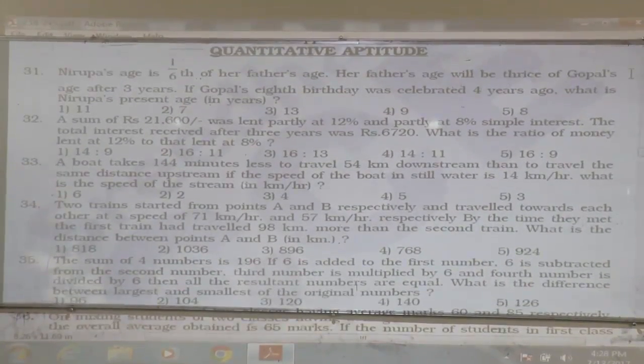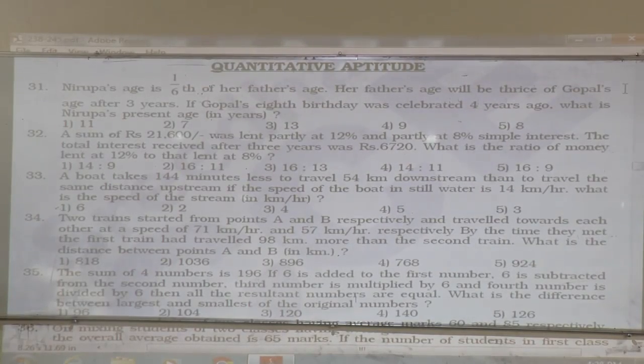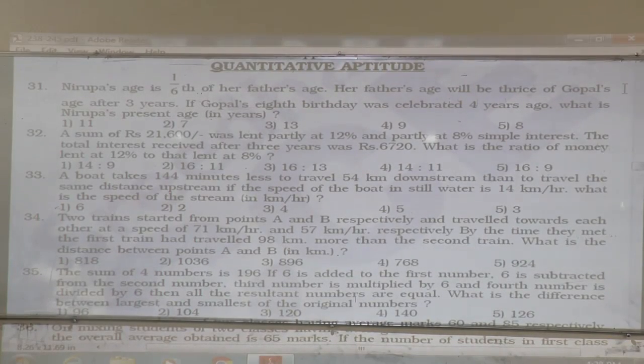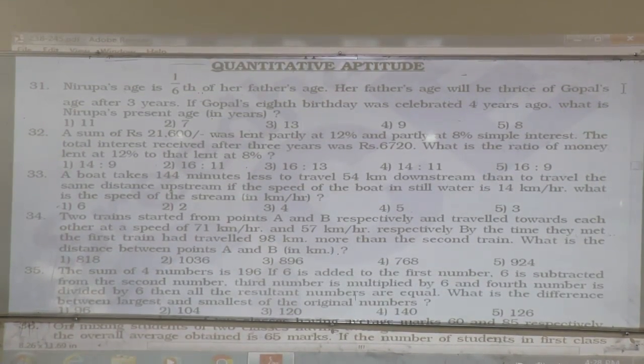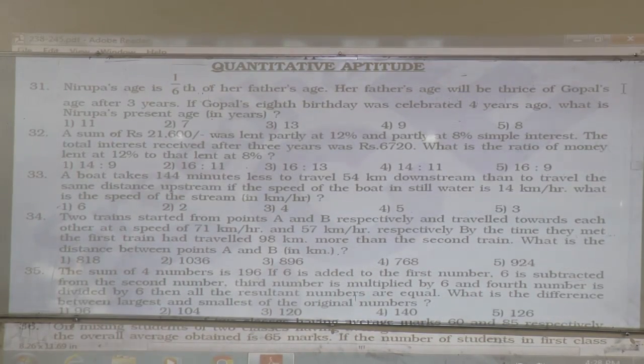Sum of 21,600 was lent partly at 12% and partly at 8% simple interest. The total interest received from 3 years was 6,720. What is the ratio of money lent at 12% to that of money lent at 8%? Many options are there, fine.